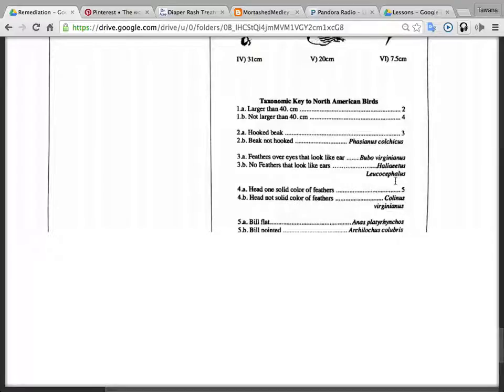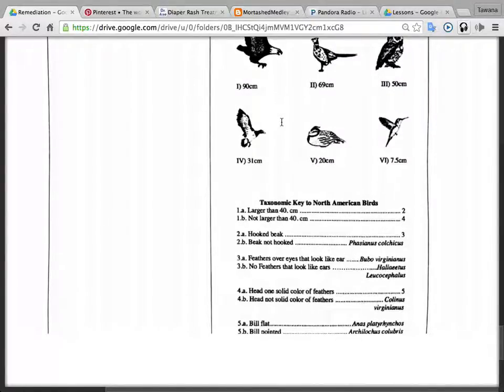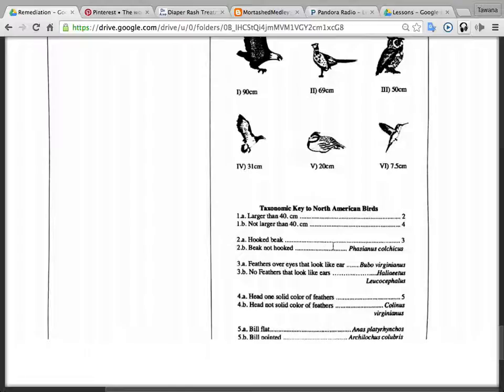Well, you would have to look. Is the bird larger than 40 centimeters? Yes. Okay. So then we go to what number? 2. You have to know how to follow through this chart. That's what this is for. The dichotomous key, you have to know how to read it. So we go to 2. It doesn't say 2A or 2B. We just go to 2 and we look. Does it have a hooked beak? Yes. Okay. Does it have feather over eyes? No. Okay. No feathers that look like ears.